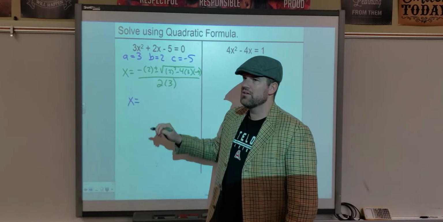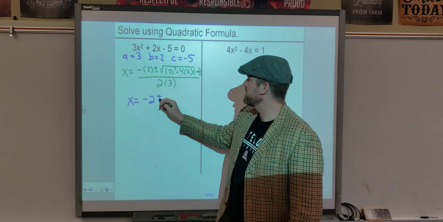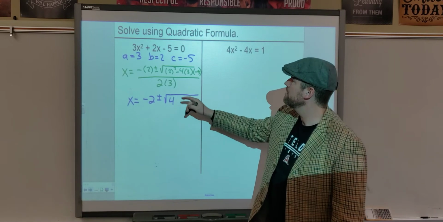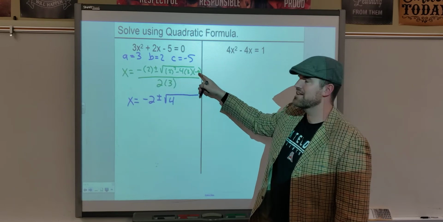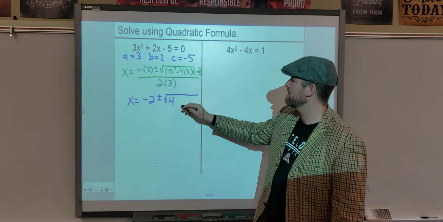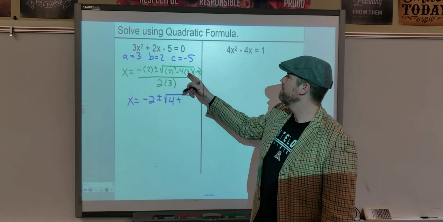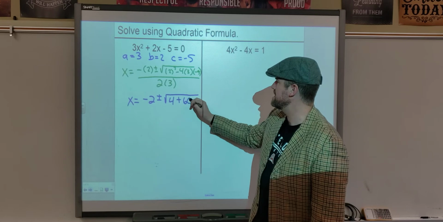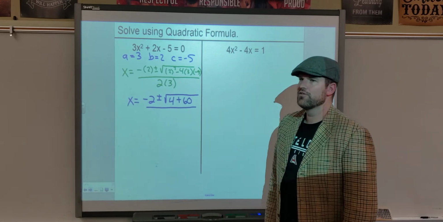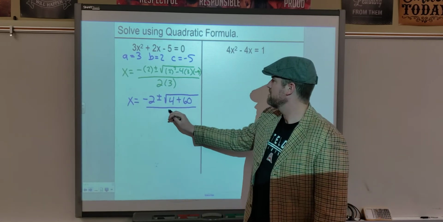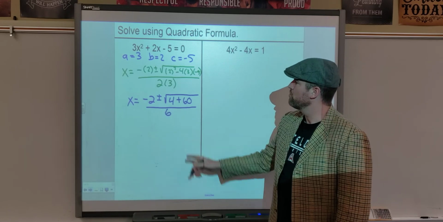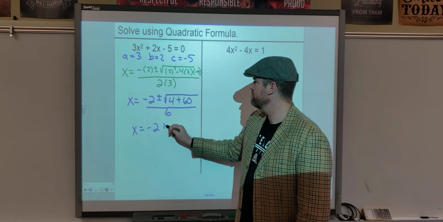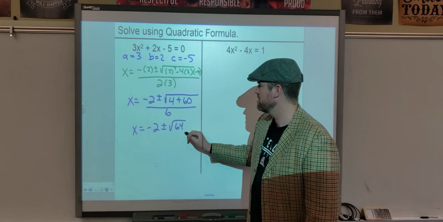x equals negative 2 plus or minus the square root. 2 squared is 4. Once again, we have minus and then a second negative. So 2 negatives make plus. 4 times 3 is 12. 12 times 5 is 60. All over 2 times 3. So again, we're going to simplify the square root. x equals negative 2 plus or minus square root of 64.